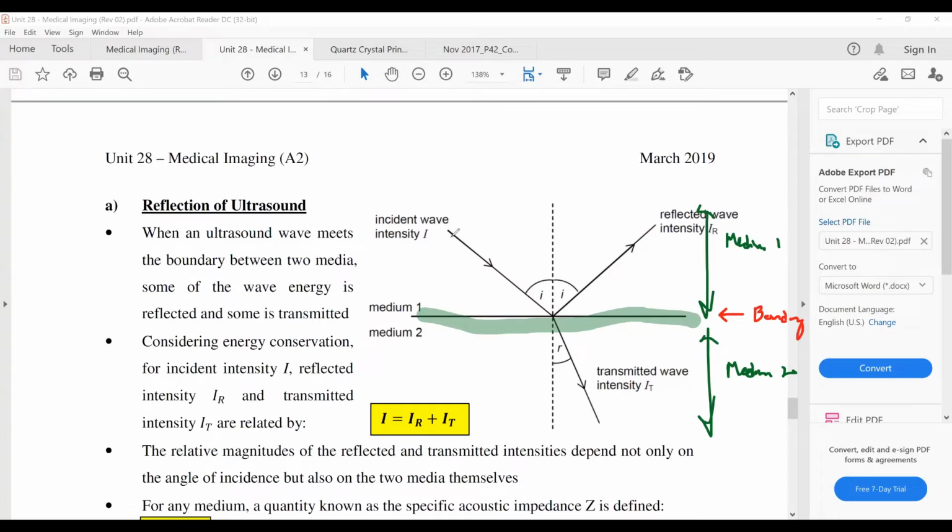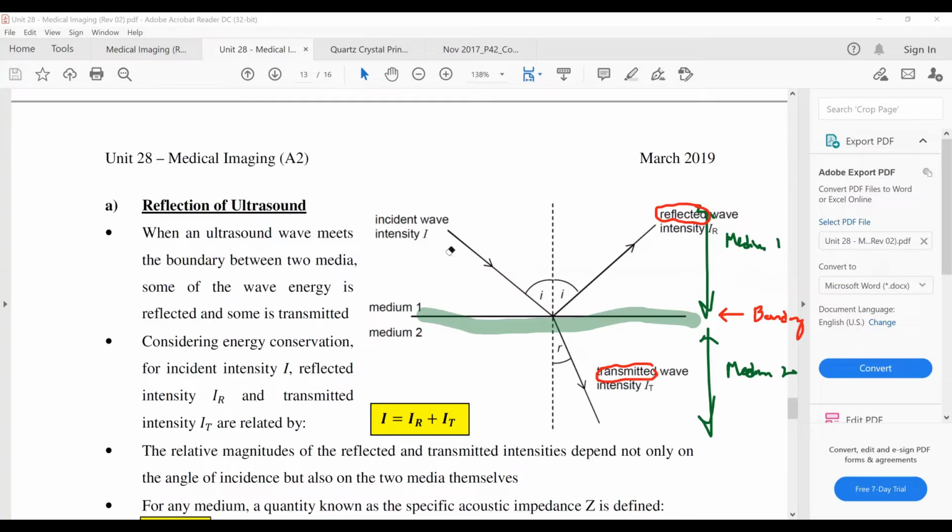Okay, now if you have an ultrasound and it hits the boundary between two different mediums, what will happen is that that ultrasound will split up. A portion of it will be transmitted and then a portion of it will be reflected. So I mentioned that one curious property about ultrasound is that it is very easily reflected. Normally, it will be reflected when it hits the boundary between two mediums. Okay, medium 1, medium 2, the boundary. Once your ultrasound hits the boundary, it will split out. Part of it will be transmitted, part of it will be reflected.